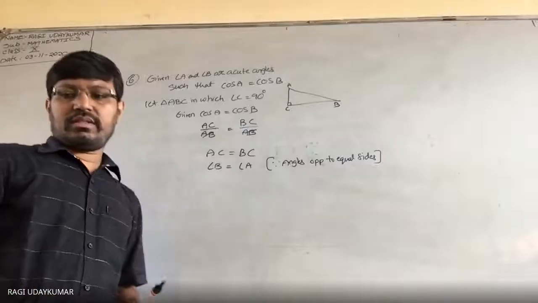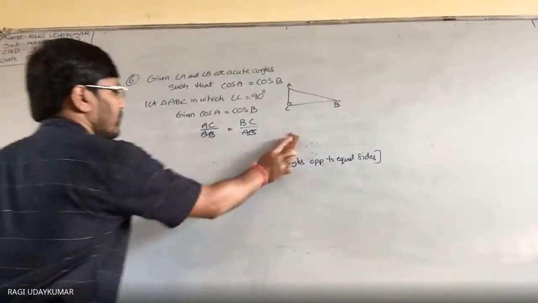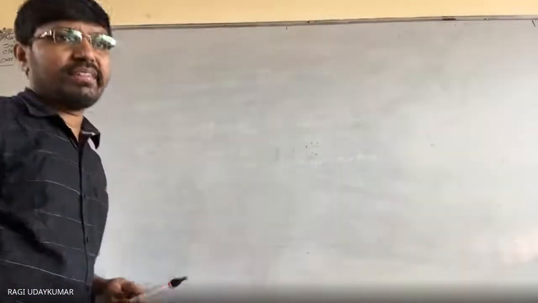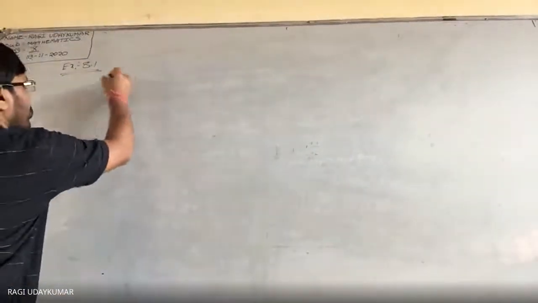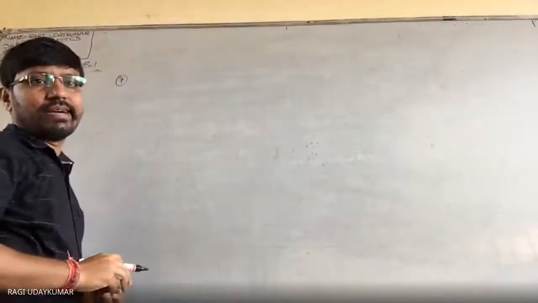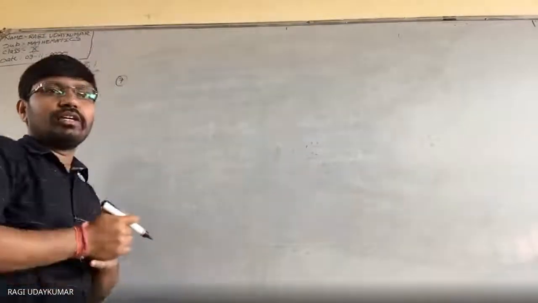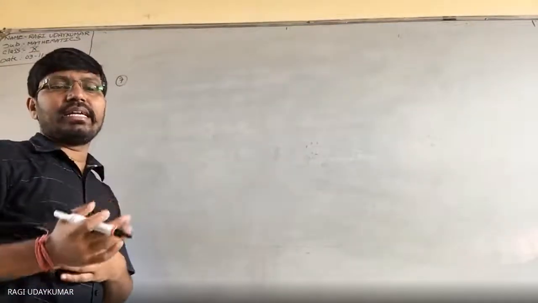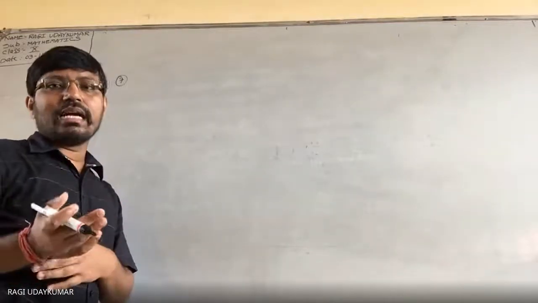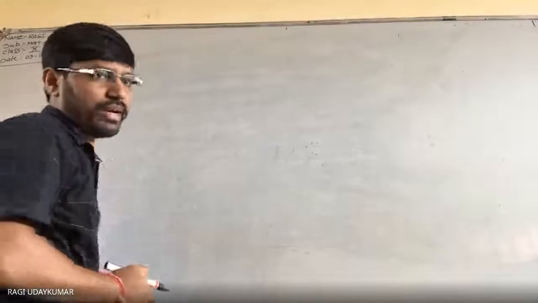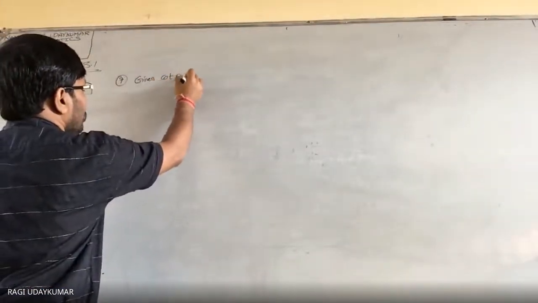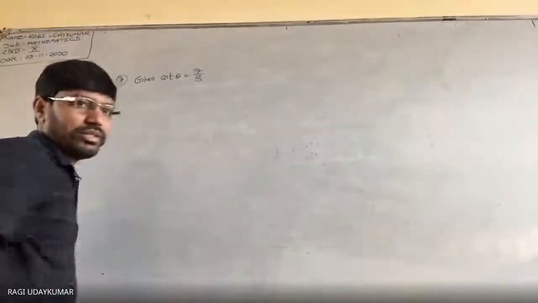Yes, sir. Yes. Now let us move to the seventh problem. Question number 7. The question given is cot theta is equal to 7 by 8, and it asks you to evaluate (1 plus sin theta)(1 minus sin theta) by (1 plus cos theta)(1 minus cos theta). So, given cot theta is equal to 7 by 8.